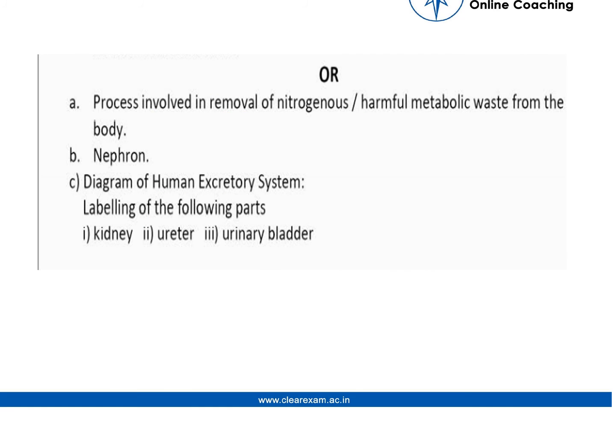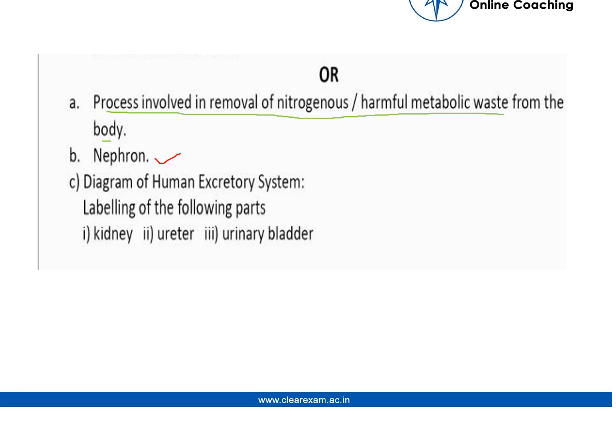So the OR part said that the first part was to define excretion. So excretion can be termed as a process which is involved in removal of nitrogenous or harmful metabolic waste from the body. This is the basic definition of excretion. So B part was name the basic filtration unit present in the kidney. So you have to just name it. So it is nephron.